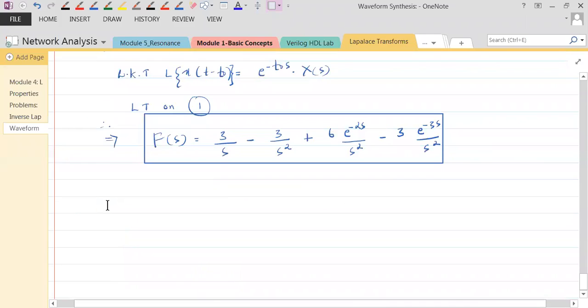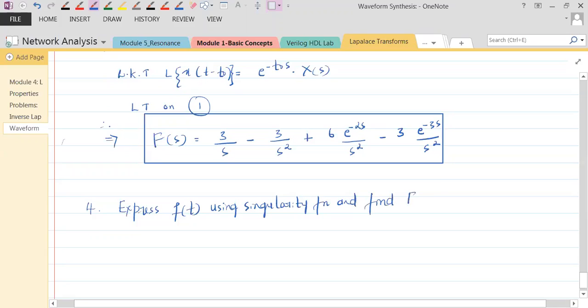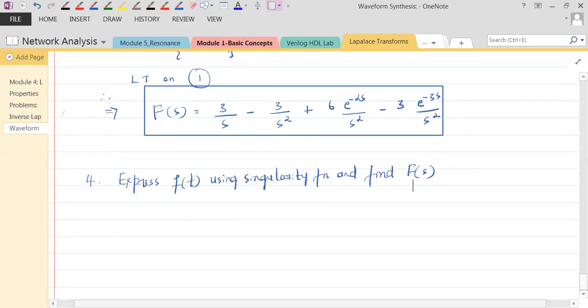Fine, everybody take down this fast. Again the same, everybody just copy down this: express f of t using singularity function and find what? F of s. So the given f of t is this. Everybody copy this down fast.